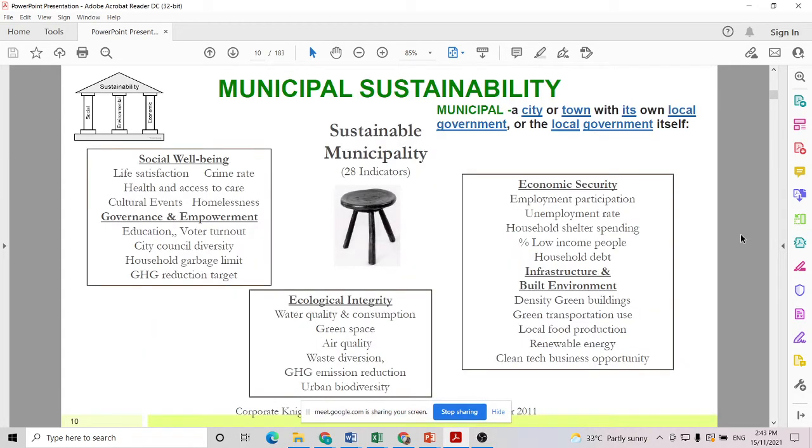So this is the example of municipal sustainability. What is meant by municipal? Municipal is a city or a small city that has its own local government. For example, in Malaysia, we have the Malaysian government.